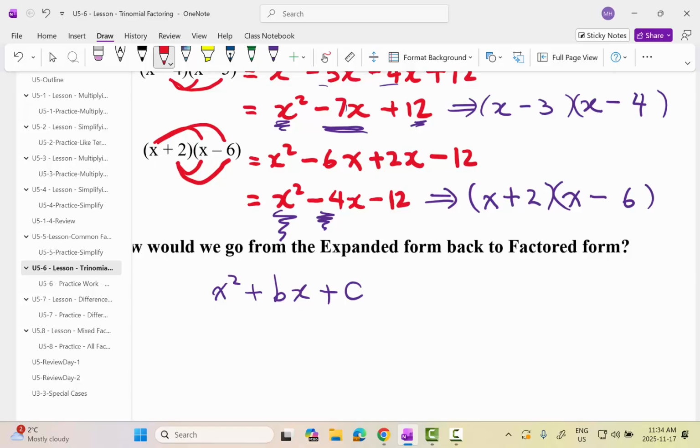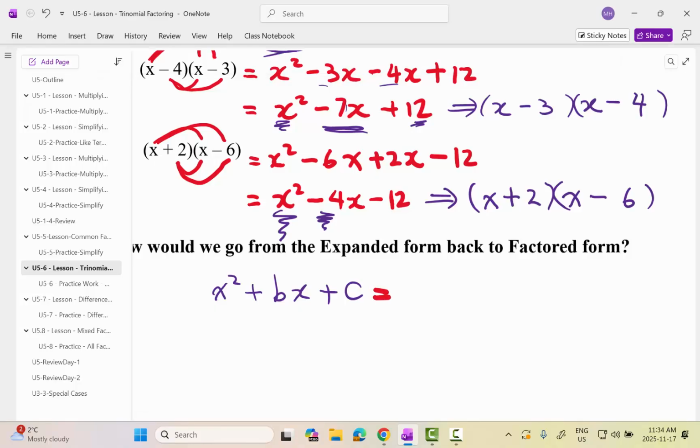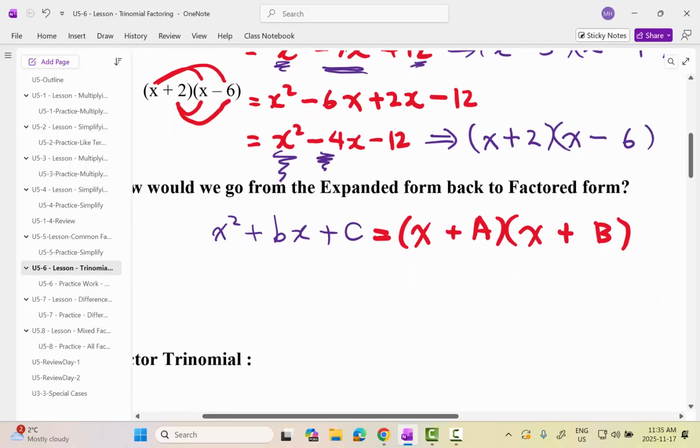But let's take a look. So in order to get my brackets back, what do I need to put here? X and X, right? Okay, and then I need two numbers. I'll call them capital A and capital B. What's special about these two numbers? Can you tell me what's special about these two numbers, capital A and capital B? They need to multiply to what?